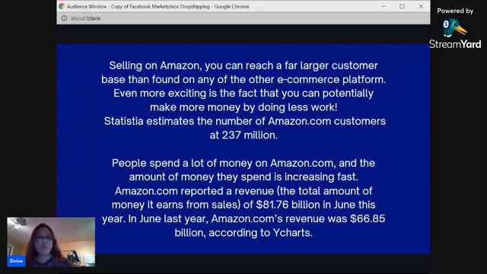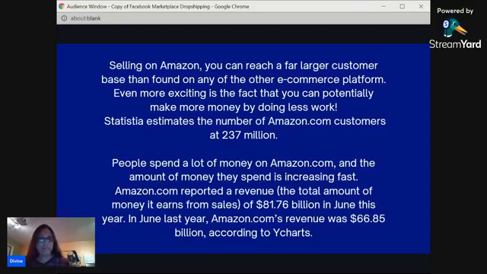So people spend a lot of money on Amazon.com, and the amount of money they spend is increasing fast. Especially right now, we are in the pandemic. You're still in the pandemic. People now are buying more online, and of course, Amazon is already an established brand or store. So that's why they already know, oh, you need that, go to Amazon because it's fast shipping. You can get that next day or 2-day delivery.